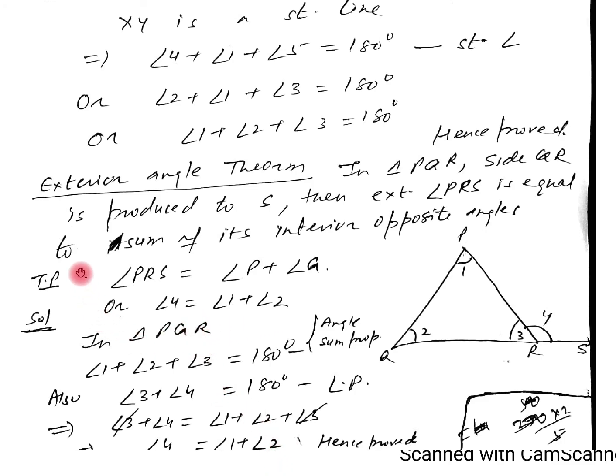If it comes as a theorem in the exam, we have to write down the given also. In given we should write: in triangle PQR, QR is produced to S. Only some theorems are there in our syllabus. This can come as a question in the exam. So this is all about the exterior angle theorem.